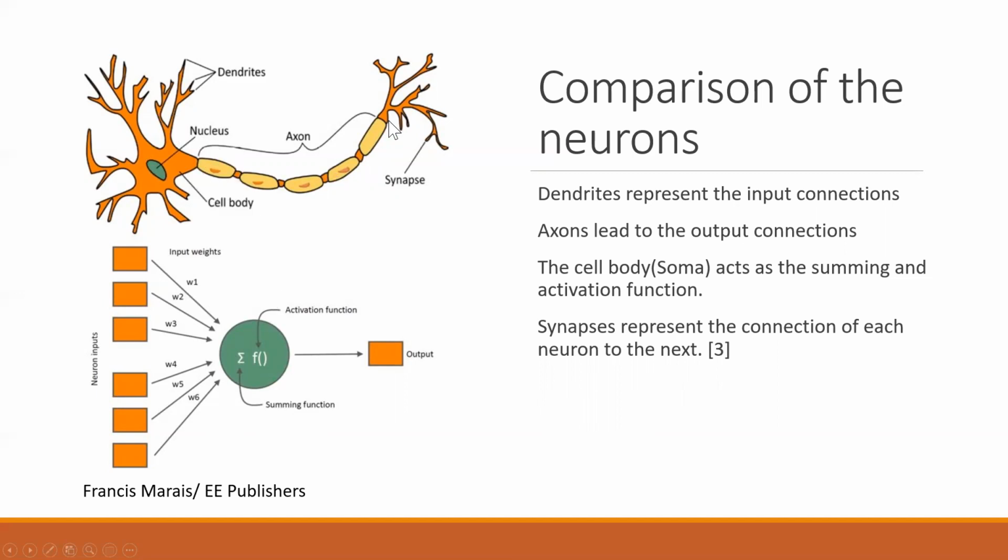And then the axon that sends it to the output leads to the output connections of our model right here. And then synapses are just wires that connect one neuron to the next.